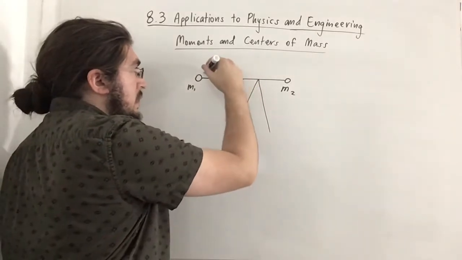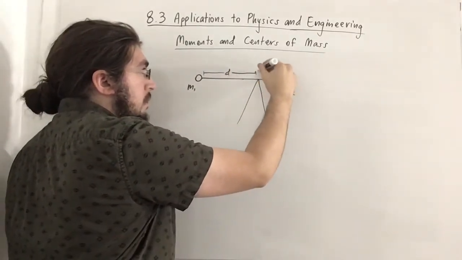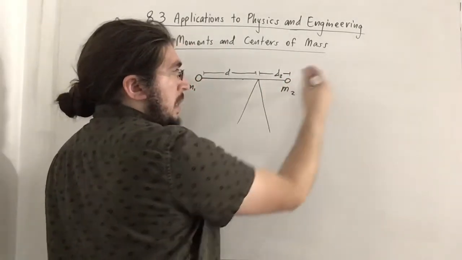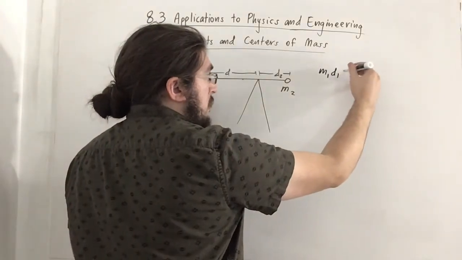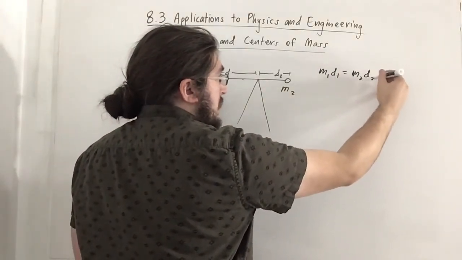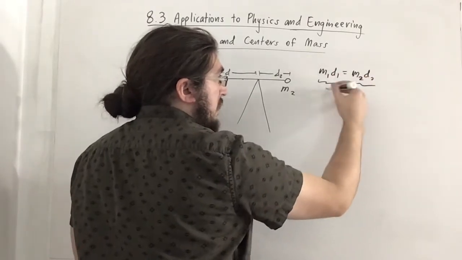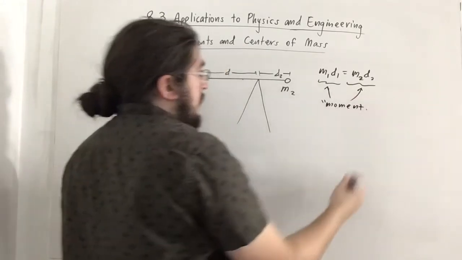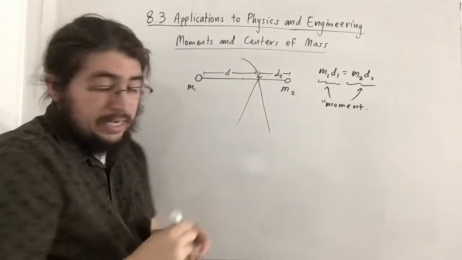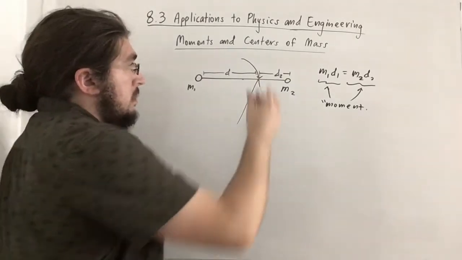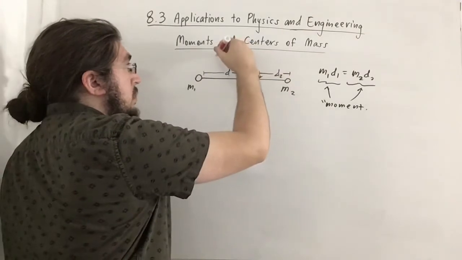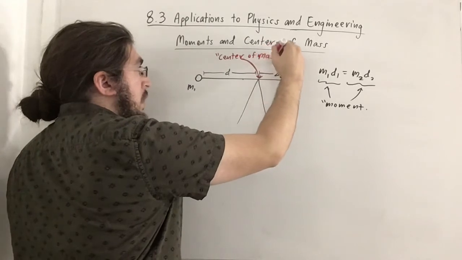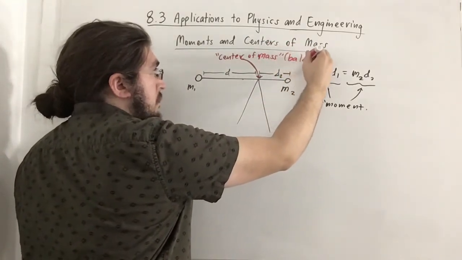So if we know these distances, let's call this D1 and this D2, this principle discovered by Archimedes basically says that this is at balance when M1 D1 is equal to M2 D2. Now these masses multiplied by these distances are known as moments of mass. So that's where the word moment comes from. Now the actual position where this thing is balanced is the center of mass. So let me draw the arrow again in red. So this is the center of mass. It's basically where it's balanced. So I think that's okay.